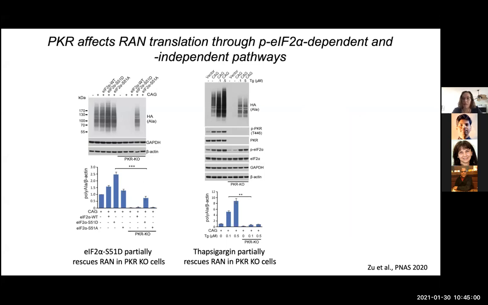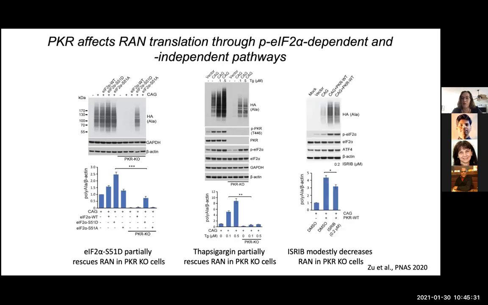And this is showing a similar experiment where we have PKR knockout cells, and at this time we're activating the PERK response with thapsigargin. And again, we partially rescue the loss of the RAN proteins that is seen in the PKR knockout cells, but we don't recover it to the same degree as when we had PKR present.